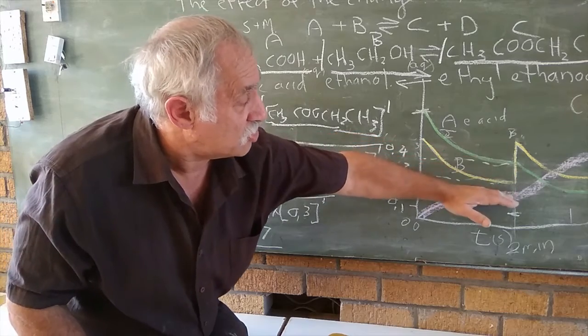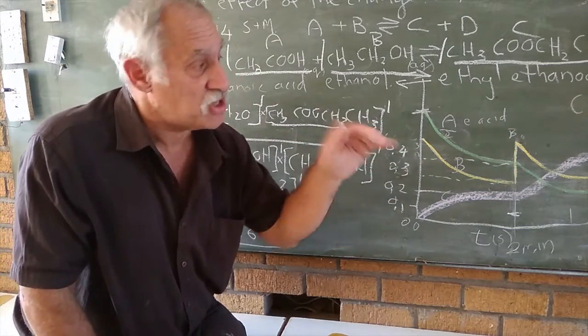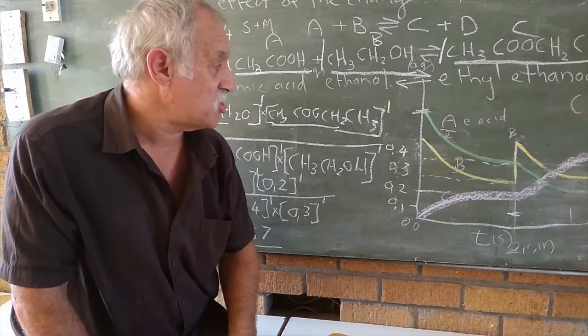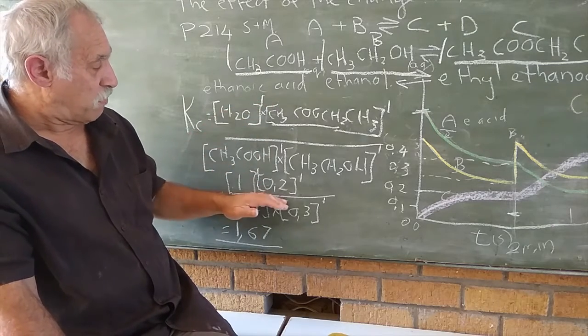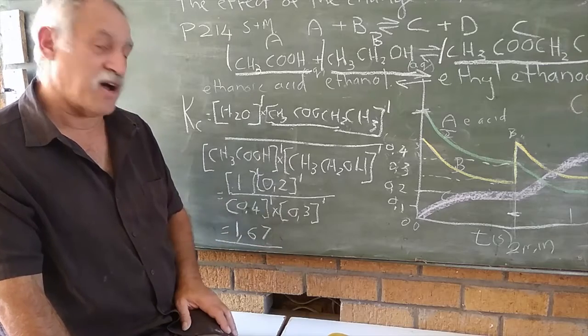And look, the graph goes flat, so that tells me that the rate of the forward and reverse reaction is the same. The concentration of reactants and products is not changing. And therefore we write our Kc expression, we plug in the values, we turn the sausage machine handle, and out comes our value.